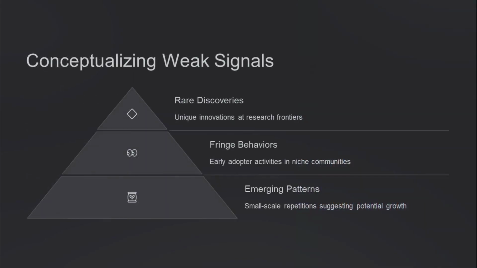Weak signals show up in three main ways. Rare discoveries, like strange but promising innovations in science or tech labs. Fringe behaviors, unusual actions taken by early adopters or niche communities. Emerging patterns, small repetitions that hint at bigger shifts. They're subtle and sometimes strange, but they can be incredibly powerful.